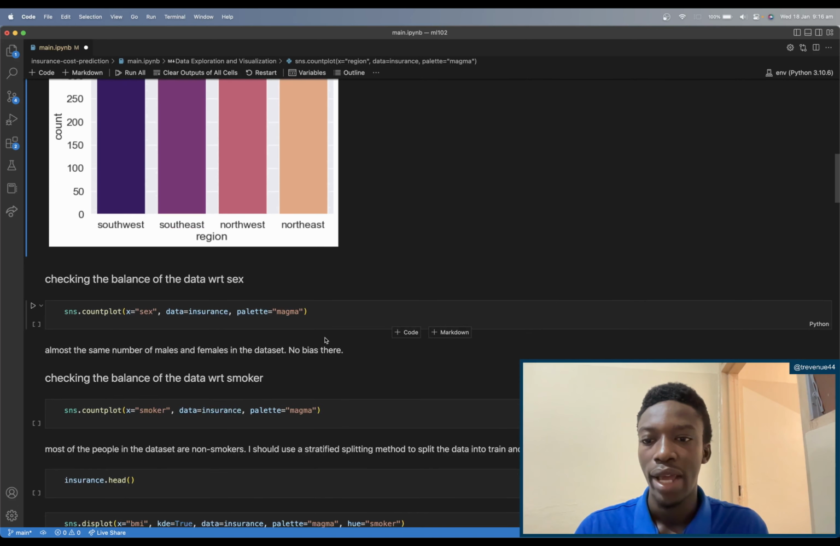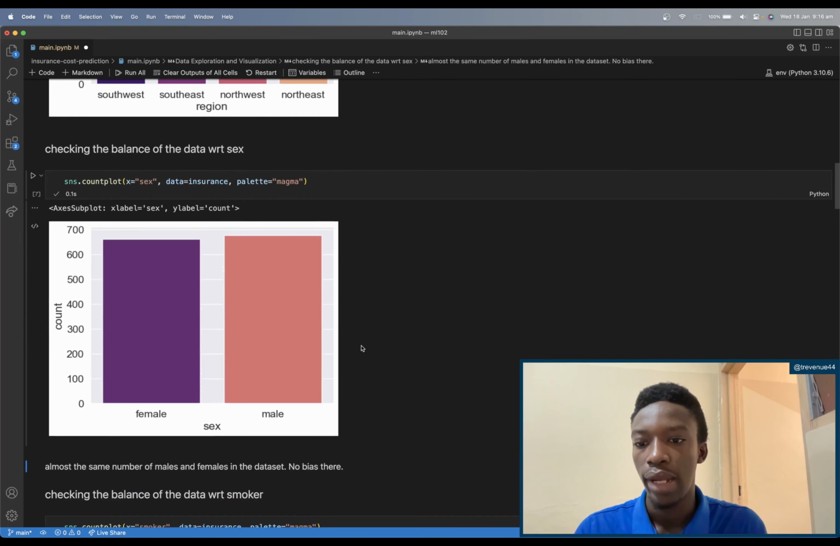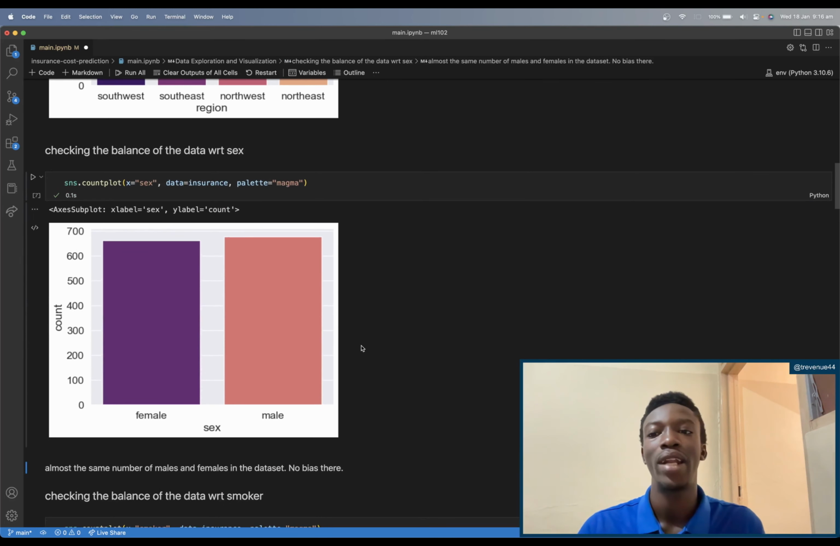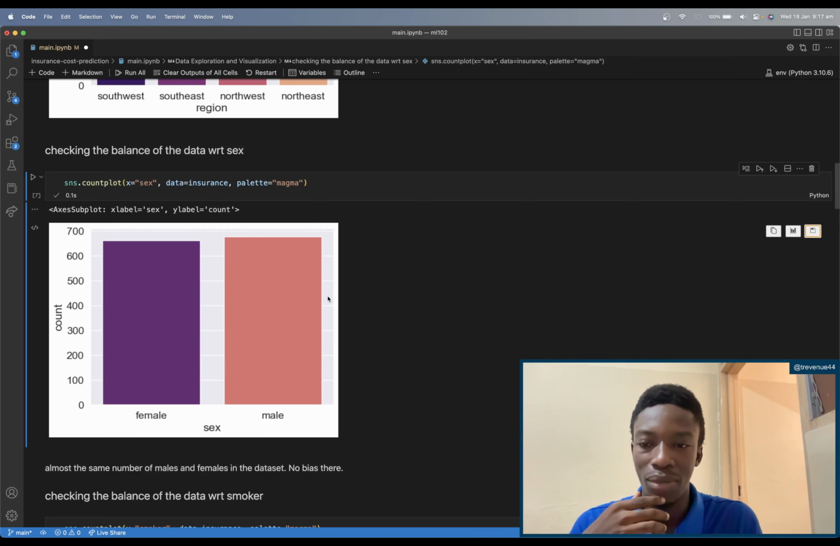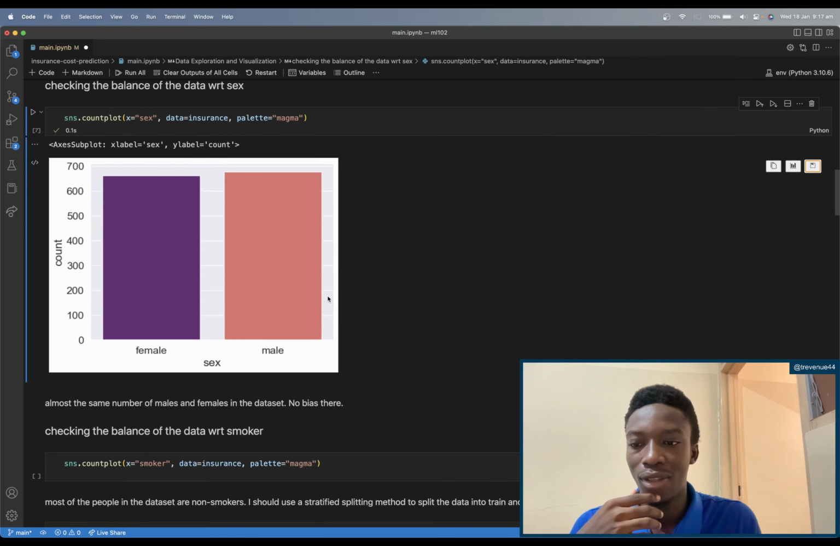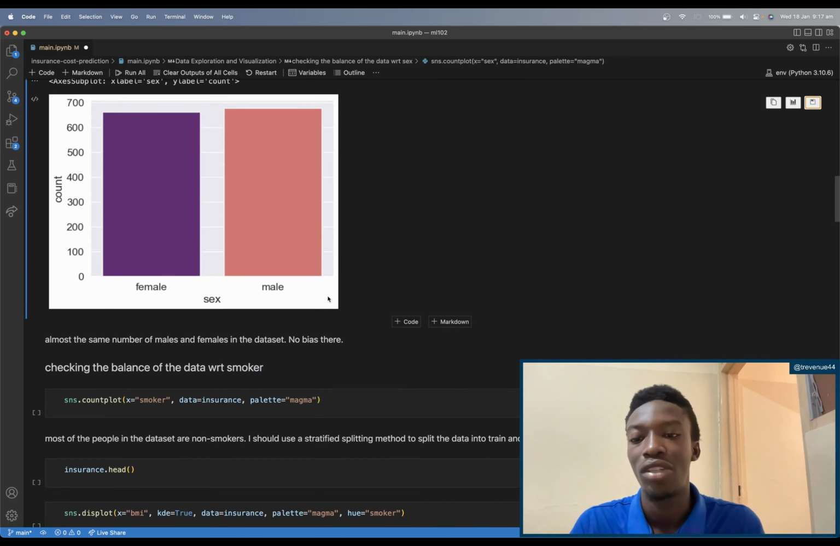Then I also tried to explore the sex of the person. Let's run that and see how balanced the data set is, whether maybe it is skewed towards the females or the males. But based on what I'm seeing over here, it seems they have almost the same number of males as females. So that is also not something that's biased. It's not something that would affect, for example, our train test split. For example, maybe I'll end up splitting it and it won't go according to this ratio, but then there's nothing like that.